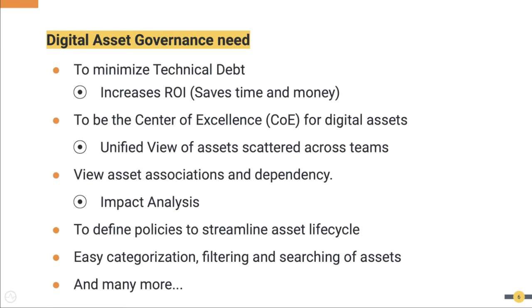The need for digital assets governance can also be to act as the center of excellence for your digital assets. It can give you a unified view of your assets scattered across your teams. Within your teams, you might be using different multi-vendor systems and different assets, like APIs. APIs might reside in an API management solution, such as WSO2 API management. Your proxy services and other types of assets can reside in a system like an enterprise service bus. These different systems can vary; it doesn't have to be only an API manager or an enterprise integration solution. It can also be other types of solutions, even a messaging solution like Kafka, which can post events and streams.